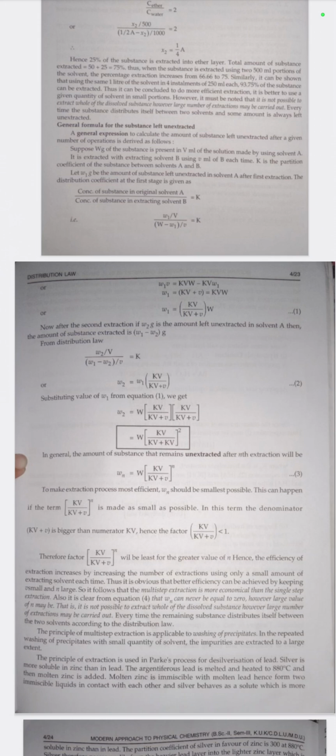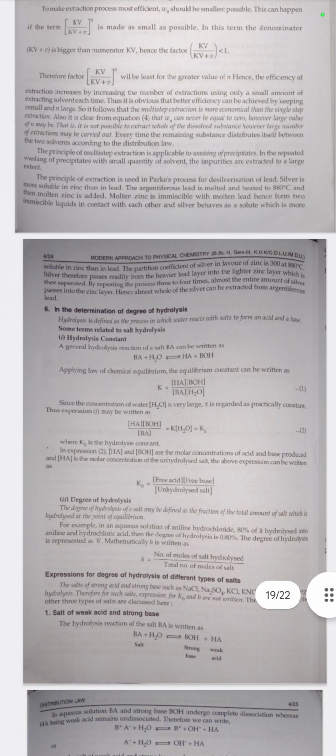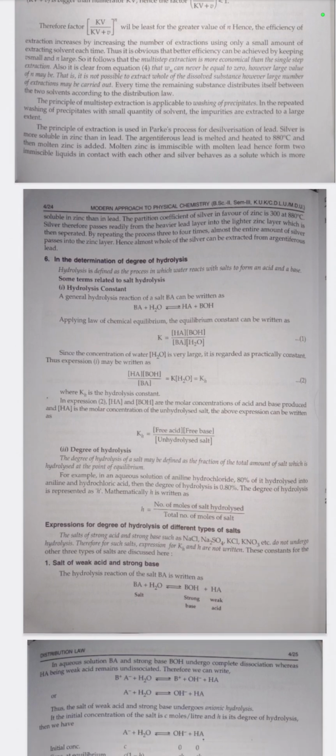The principle of extraction is used in Parker's process for desilverization of lead. Silver is more soluble in zinc than in lead. The argentiferous lead is melted and heated to 880 degrees Celsius, and then molten zinc is added. Molten zinc is immiscible with molten lead, hence we form two immiscible liquids in contact with each other, and silver behaves as a solute which is more soluble in zinc than in lead. The partition coefficient of silver in favor of zinc is 300 at 880 degrees Celsius. Silver therefore passes readily from the heavier lead layer into the lighter zinc layer, which is then separated.